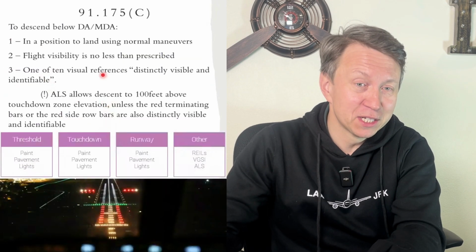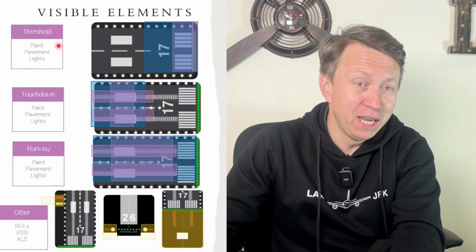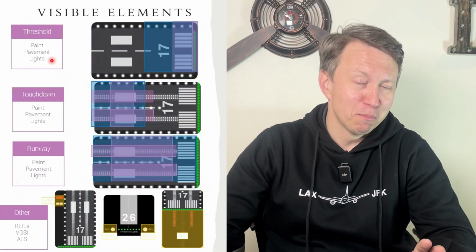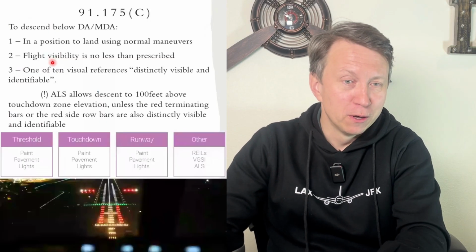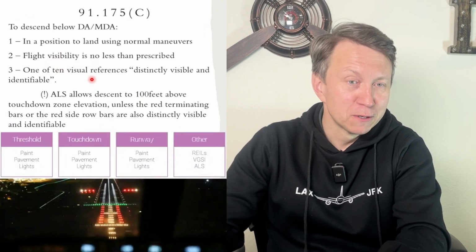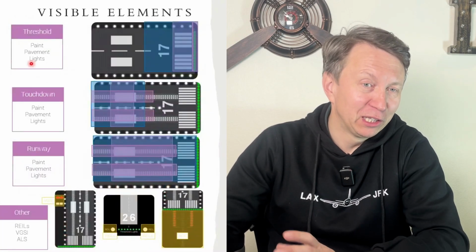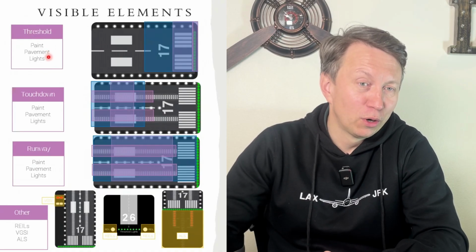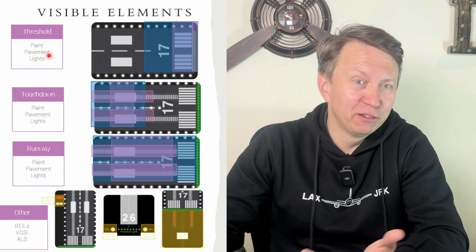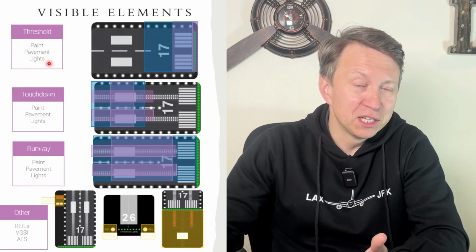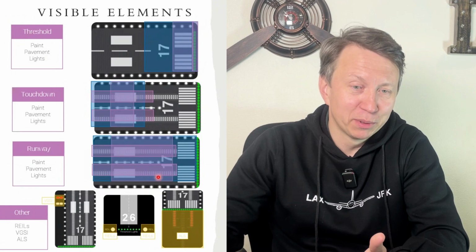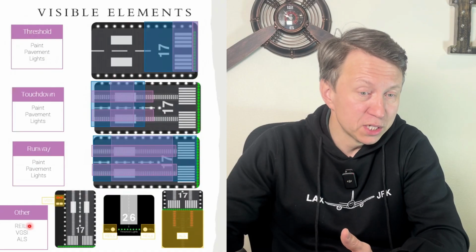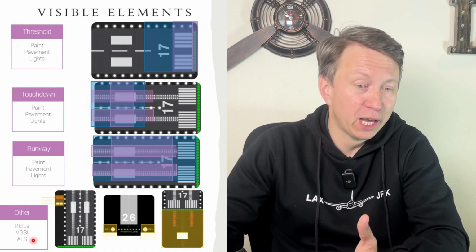Now, the visible elements are paint, pavement, or lights. That's how easy it is to remember. I hope that you'll be able to count all those 10 visual references, but at least you know the groups. It's either paint on the surface or the pavement itself. Obviously, you see the pavement, great. Or the lights, and lights can be in various places: edge, ends, threshold, everything. Rails, VASIs, ALS, all count.